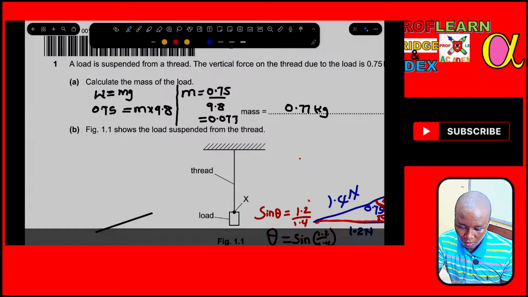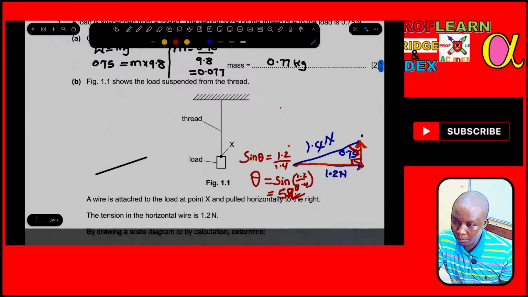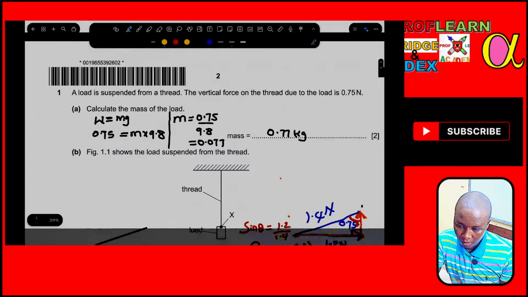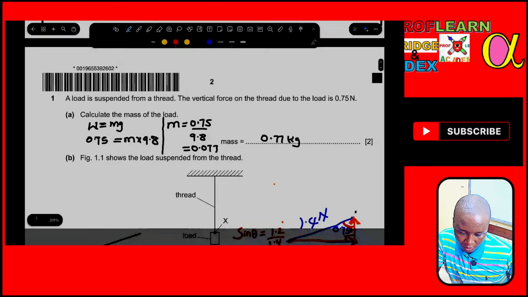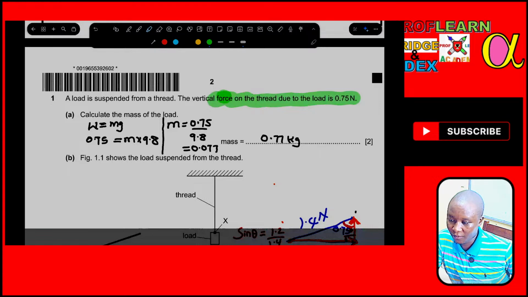So candidates were given the mass, and then the mass was suspended on the rod, and we are told the force due to the load was given as 0.75 newtons. So basically the question is asking us to use the formula weight equals mass times gravity.